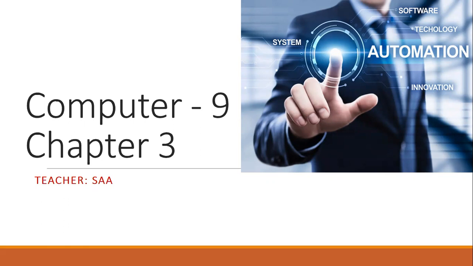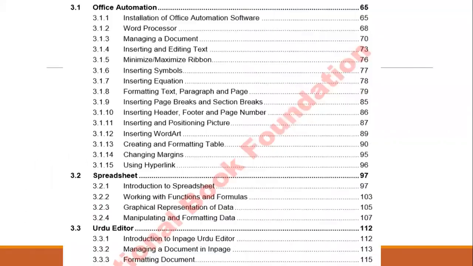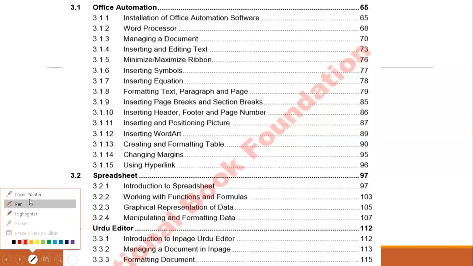Today we are going to start a new chapter from your book, chapter number 3, and this chapter is about office automation. We will study the different tools and softwares that are required for office automation. These are the three main software that we are going to discuss during this chapter.